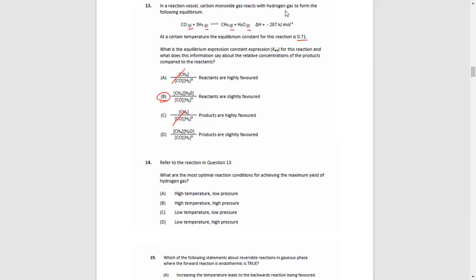What are the optimal conditions for achieving the maximum yield? Well, that means you want to push to the right. Pay attention to the fact that it has a delta H that is negative, which means it's exothermic. So that means you want a low temperature. So A and B are out. And we now need to look at the pressure. If you take a look at the left-hand side, it's got 4 moles of gas. On the right-hand side, it's got 2 moles of gas, which suggests that the right-hand side has fewer moles. So to go to the right, you want high pressure. And that means D would be the appropriate answer there.